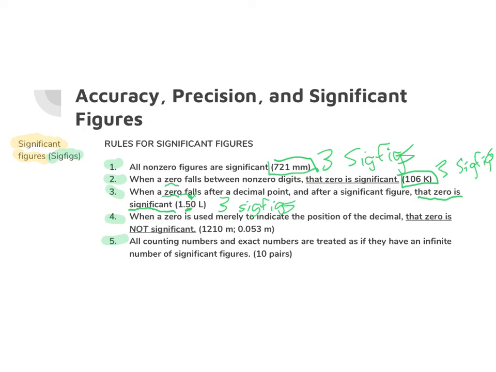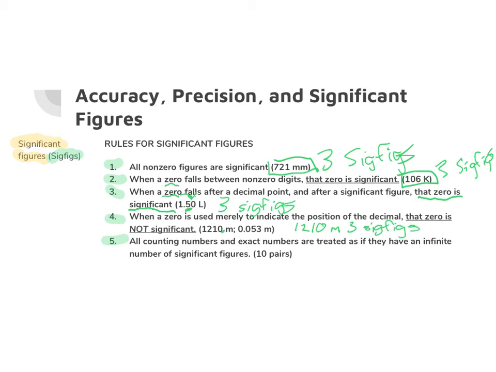And rule number 4, when a 0 is used merely to indicate the position of the decimal point, that 0 is not significant. So our example here, 1,210 meters. Here we have a 0. All this 0 is indicating is the position of the decimal point. Thus, in 121, we have 3 sig figs.